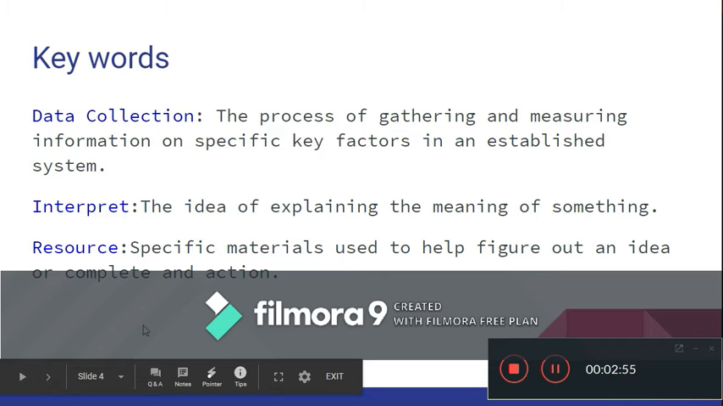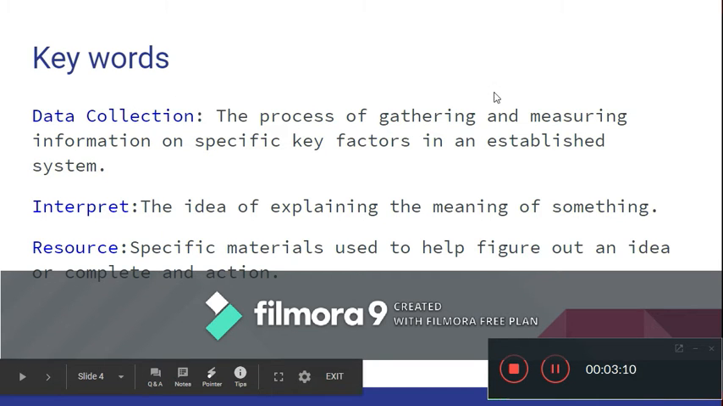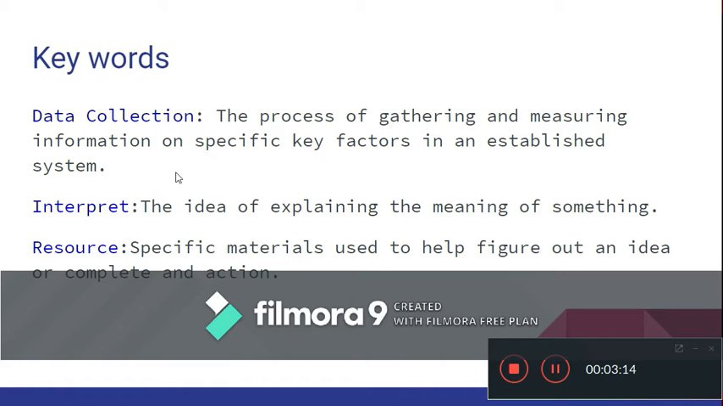Some keywords. Now, I know in our last videos, we started working on keywords and things to look out for. So I'm going to read over these for you guys really quickly. So, data collection. This is the topic of the video. The process of gathering and measuring information on specific key factors in an established system.